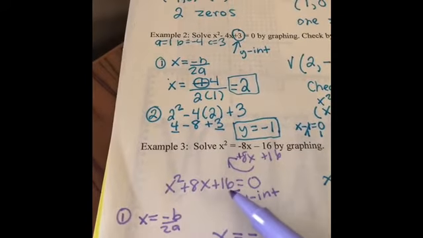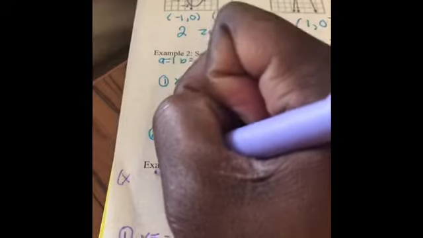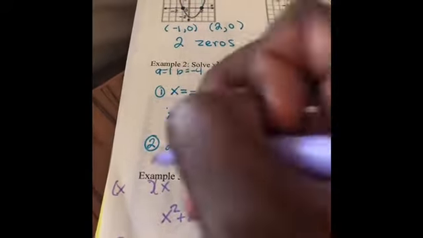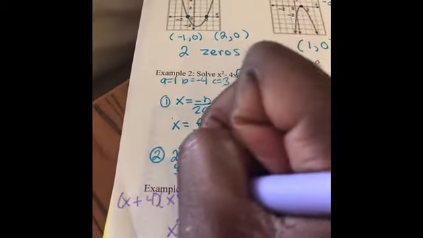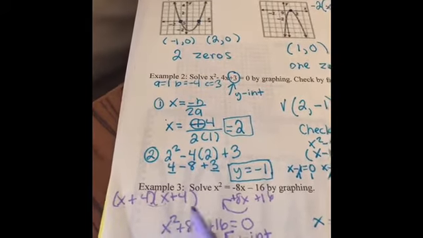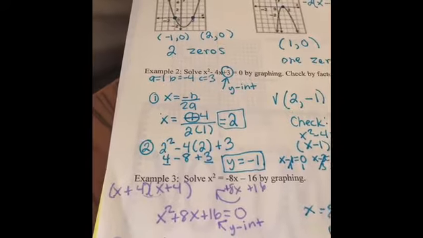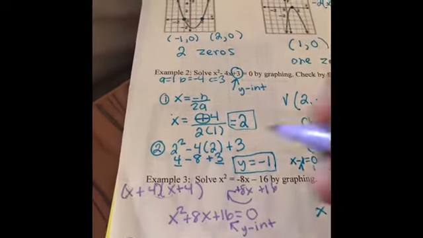If we were to go back and check this by factoring, if we take the square root of x squared, what do we get? X and x. Take the square root of 16, what do we get? 4 and 4. Both of our signs are positive. If we add our middle term, 4x, and the outer term, 4x, does 4x and 4x give us 8x? Yep. So it does work. We have a perfect square, so that's why it only crosses the x-axis once.